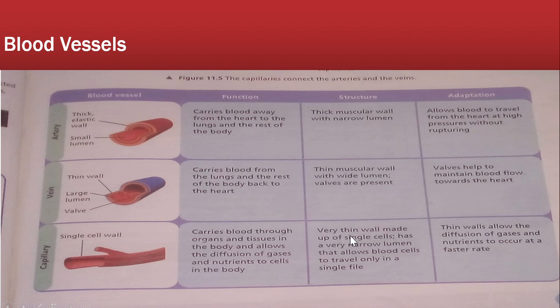The wall is made up of single cells and has a very narrow lumen that allows blood cells to travel only in a single file. So its adaptation is thin walls, which allow the diffusion of gases and nutrients to occur at a faster rate.